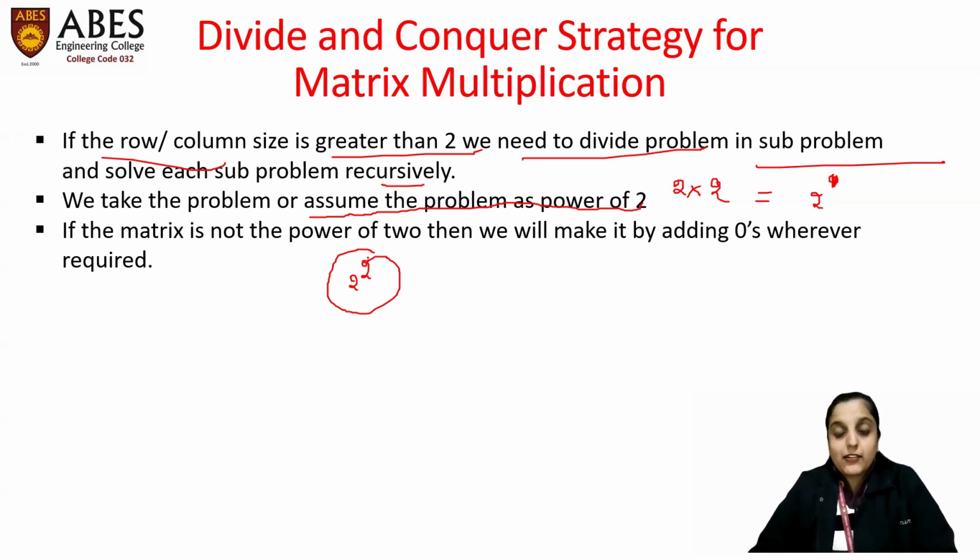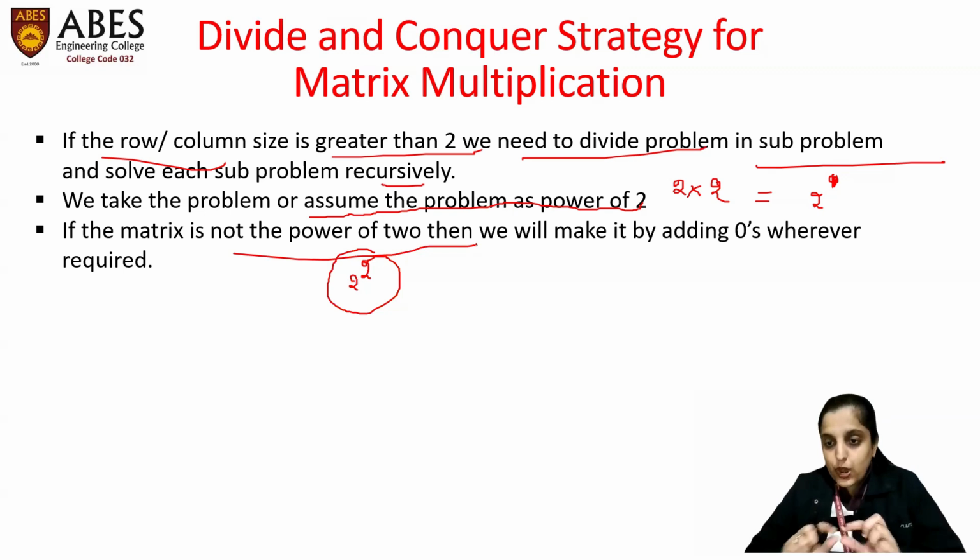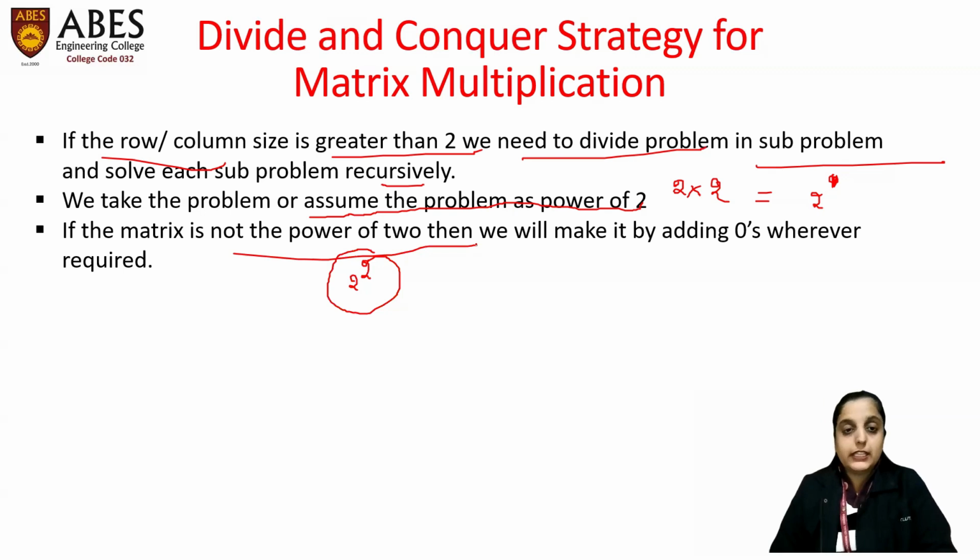But if the matrix is not a power of 2, then we make it one by adding extra zeros wherever required. For example, if the matrix is of order 3 cross 3 and we can only apply divide and conquer on 2 cross 2 matrices or 2 raised to the power n matrices, then we insert a row and column of all zeros. That converts the matrix to a 4 cross 4 matrix. This is the main idea behind this particular technique.